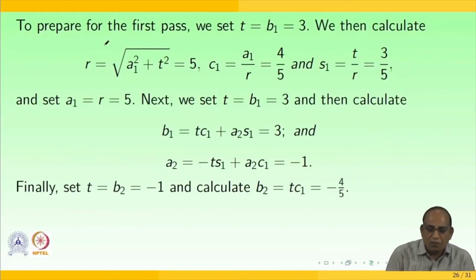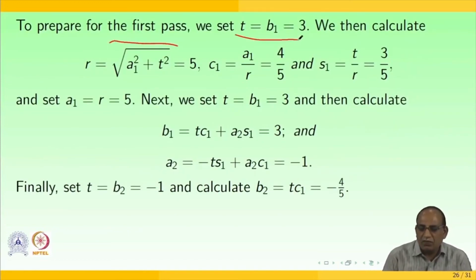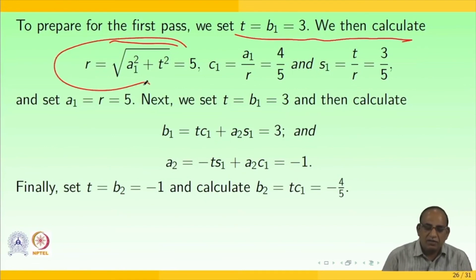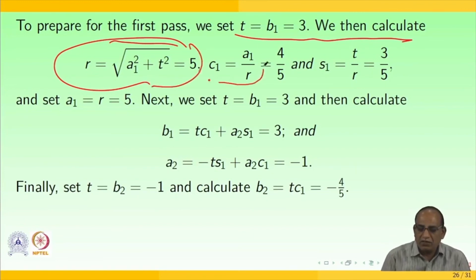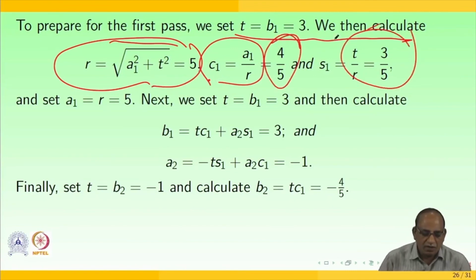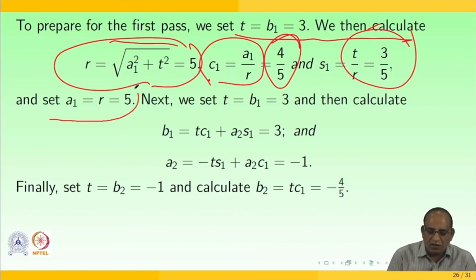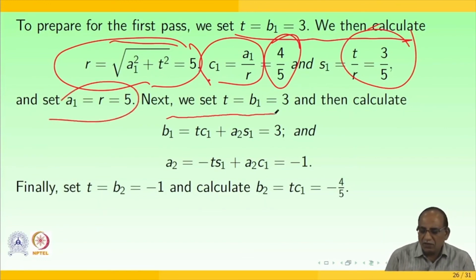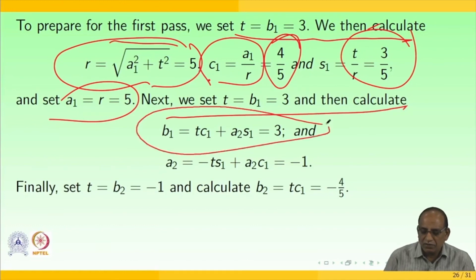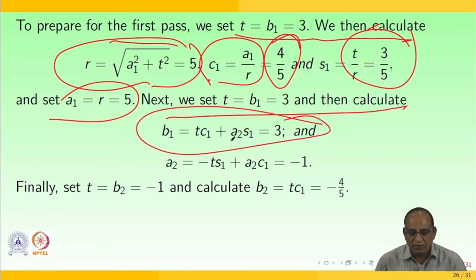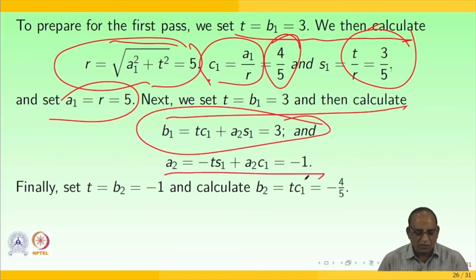Look at this. To prepare the first pass, we set t equal to b1, which is 3. We then calculate r equal to the square root of a1 squared plus t squared, that is 5, and c1 equal to a1 by r, that is 4 by 5, and s1 equal to t by r, that is 3 by 5. And set a1 equal to r, which is 5. Next we set t equal to b1, which is 3, and then calculate b1 equal to t c1 plus a2 s1, which is 3, and a2 equal to minus t s1 plus a2 c1, which is equal to minus 1.